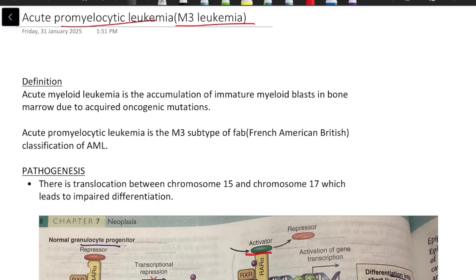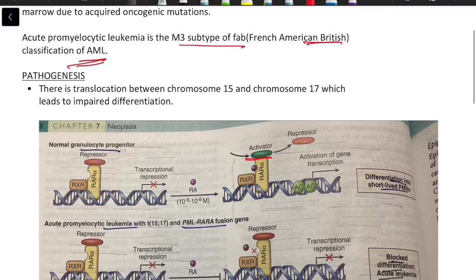So let's begin, or also called the M3 leukemia. Now, acute myeloid leukemia is the accumulation of immature myeloid blasts due to impaired differentiation, which is caused by acquired oncogenic mutations. But acute promyelocytic leukemia is the M3 subtype of the French American British classification of acute myeloid leukemia. So, what is the pathogenesis?